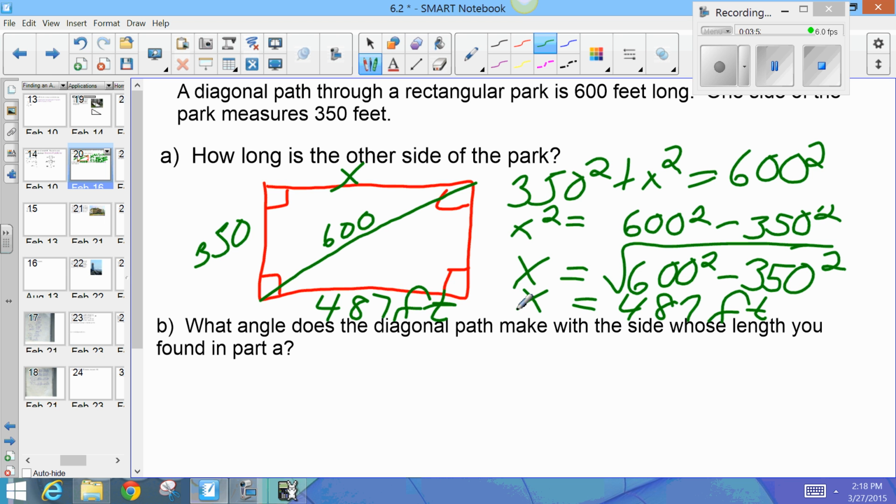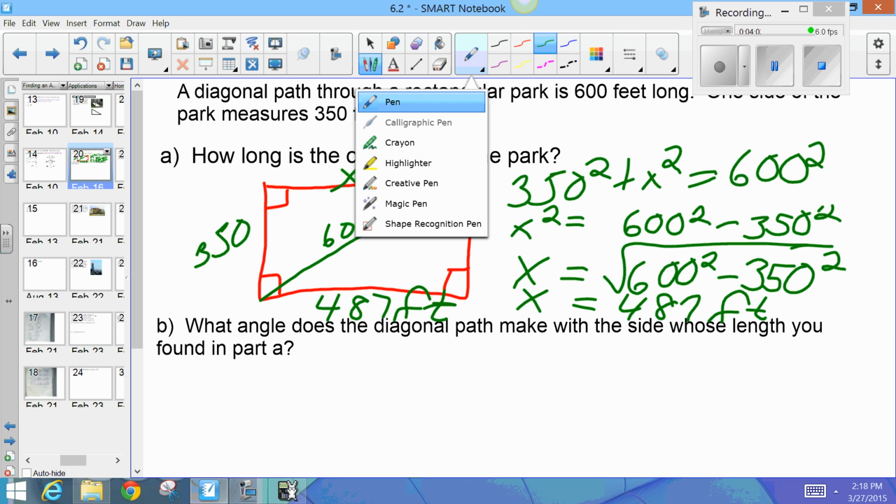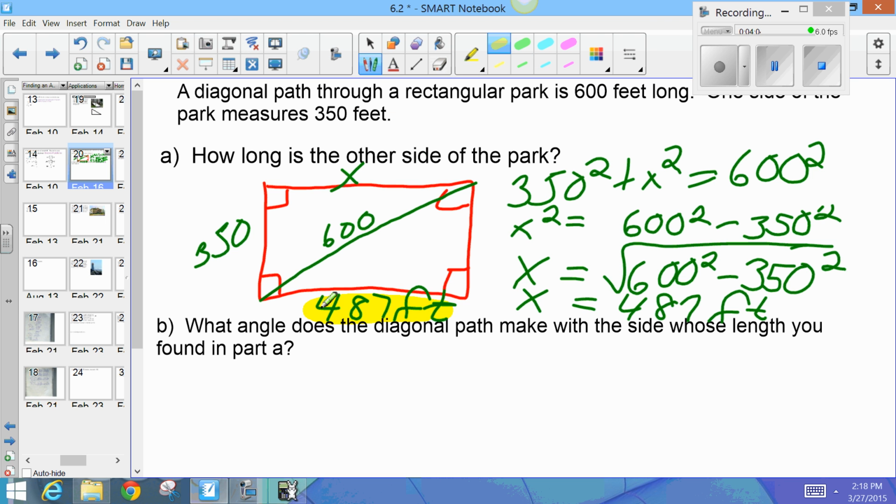Okay. This is part B. What angle does the diagonal path make with the side whose length you found in part A? All right, so here's the length I found in part A. And here is the diagonal path. And so therefore the angle is this angle here.